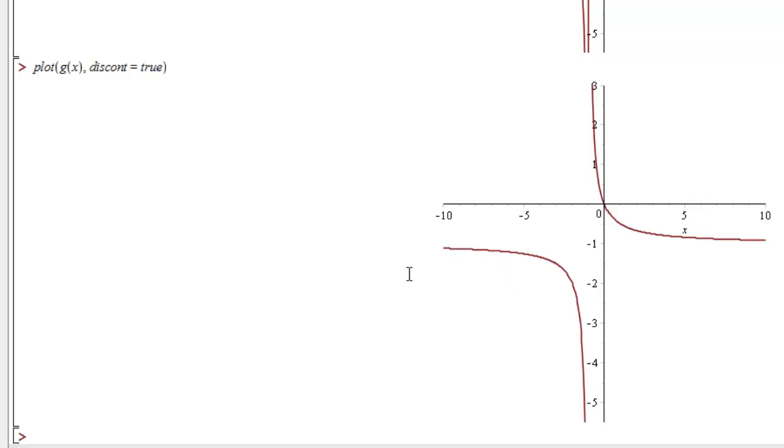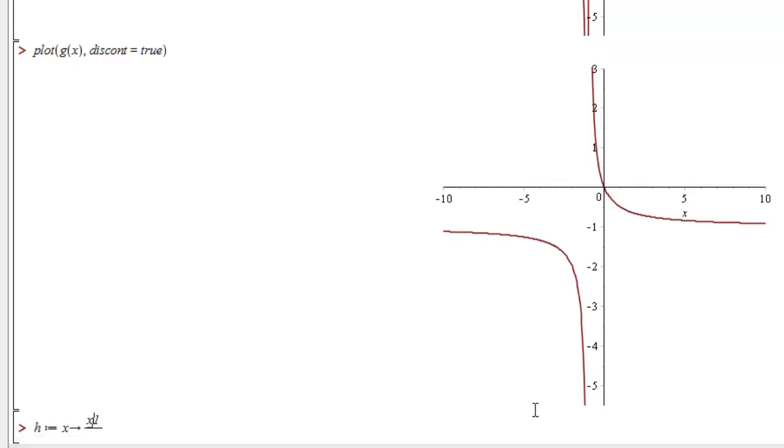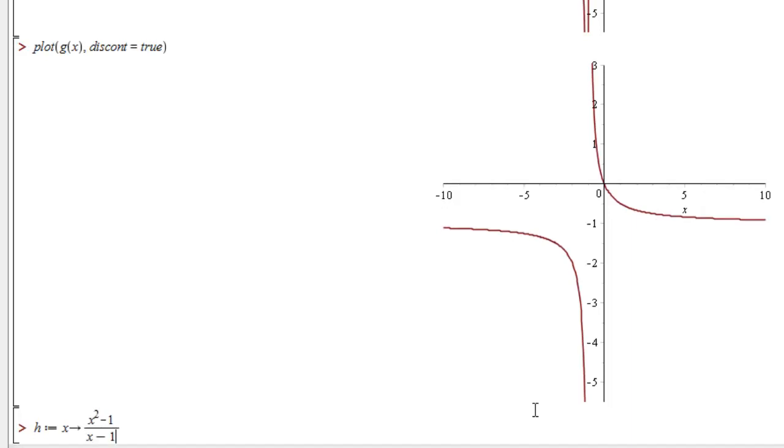Another thing that you can do with discont is use it to graph functions that don't have asymptotes, but they have a single discontinuity, a single undefined point in line with the rest of the graph, and you want to show that that point is not included. An example of this sort of function is we'll take h to be the function that takes x to x squared minus 1 over x minus 1.